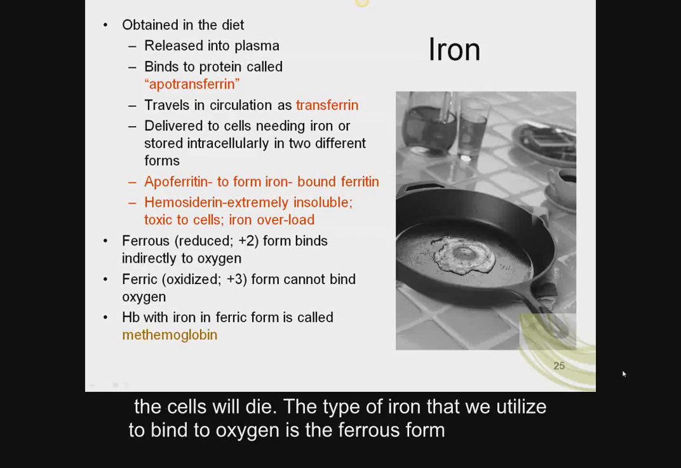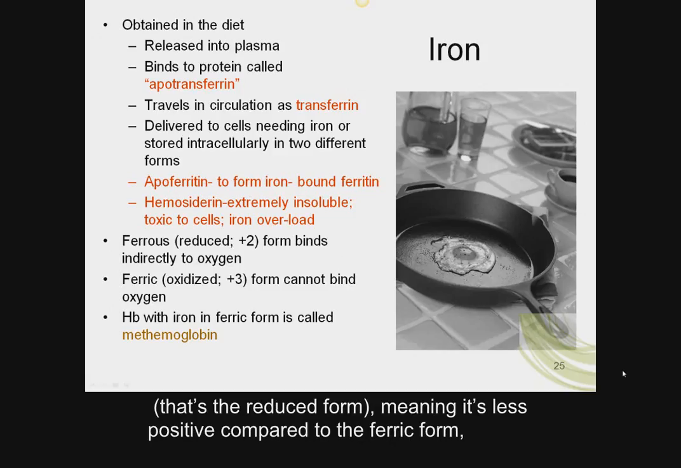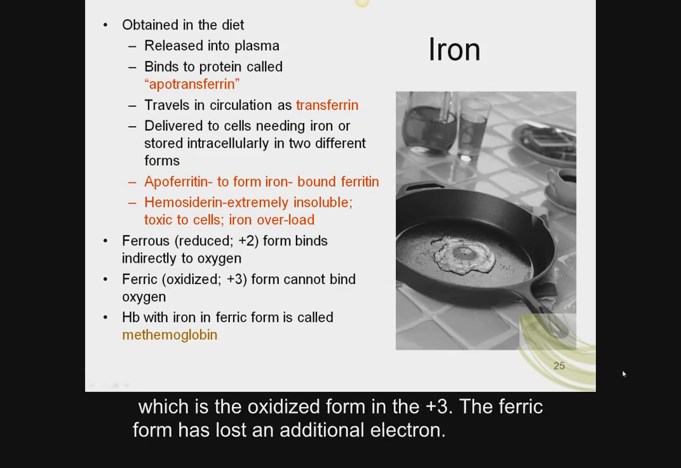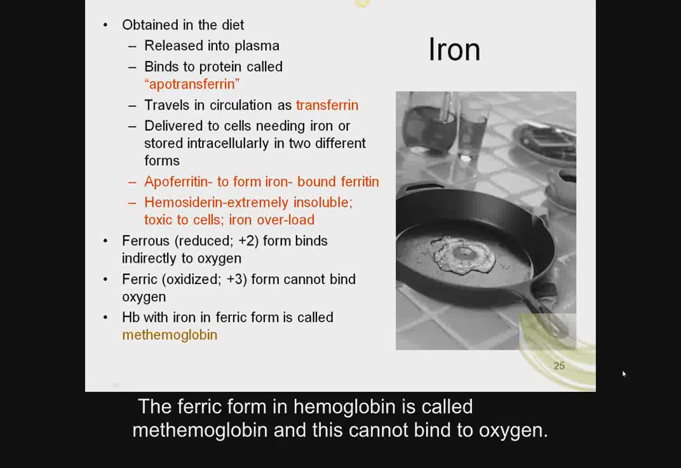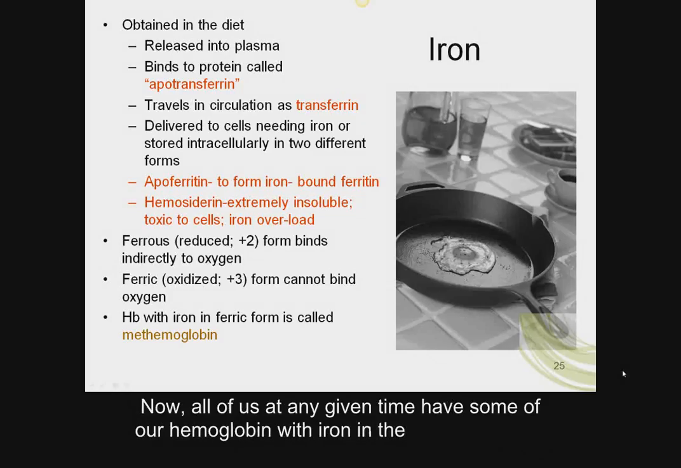The type of iron that we utilize to bind to oxygen is the ferrous form. That's the reduced form, meaning it's less positive compared to the ferric form, which is the oxidized form in the +3 state. The ferric form has lost an additional electron. That's why it's +3. The ferric form in hemoglobin is called methemoglobin, and this cannot bind to oxygen.